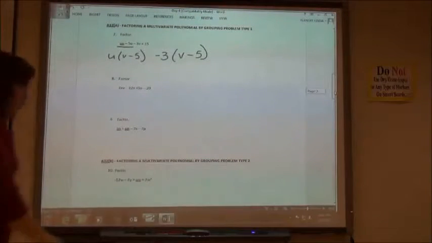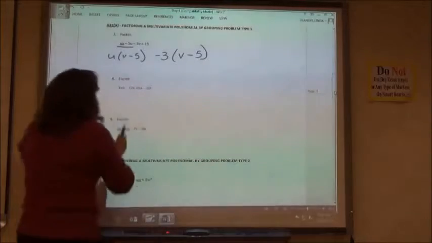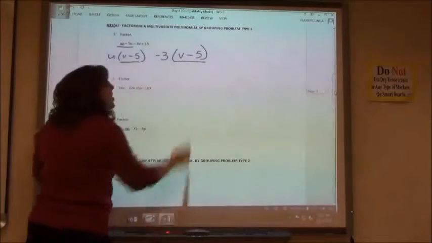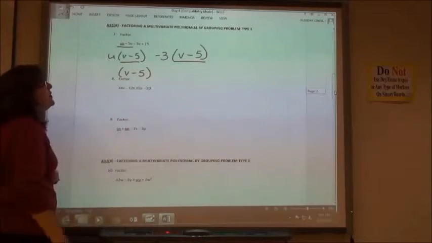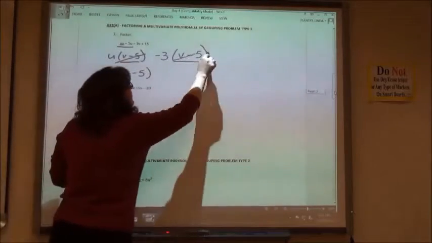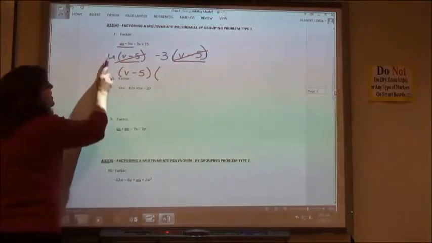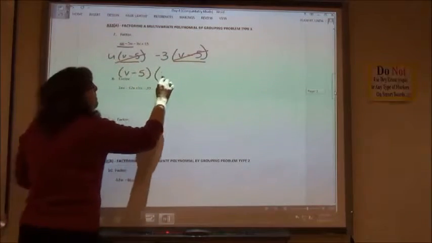That then becomes your greatest common factor. Both of these 2 things have this in common. I'm going to take the V minus 5 out, I'm going to put it in front, and when I factor that out of each of my terms, what I have left is the U minus 3.